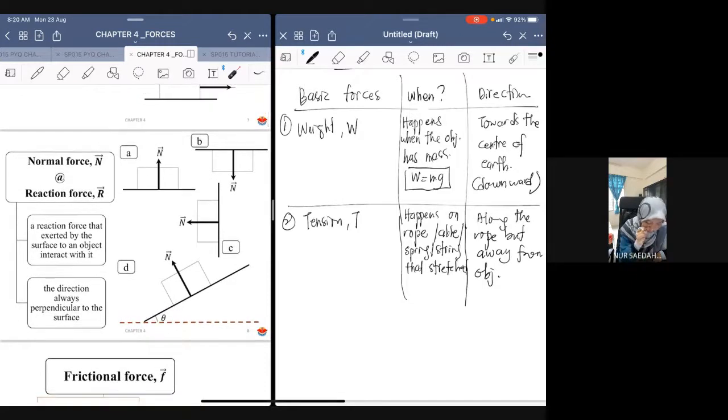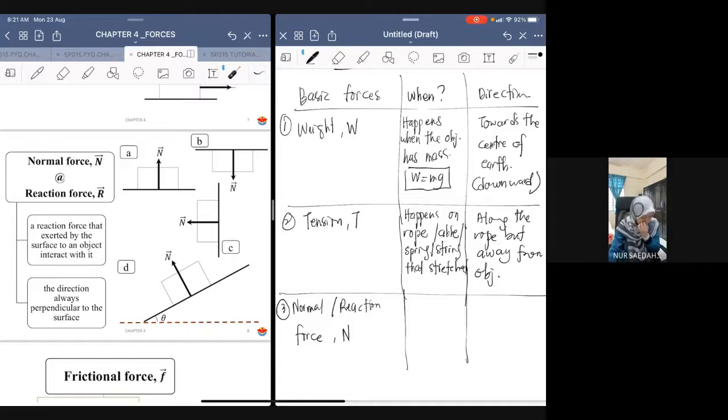Next, the third one. Normal reaction force. Okay, there are two symbols for normal force and reaction force. Okay, boleh baca dahulu? Okay, selalunya madam buat simbolnya N lah untuk normal reaction force. Kalau nak buat R pun boleh.